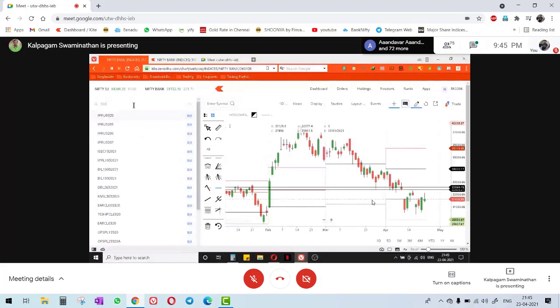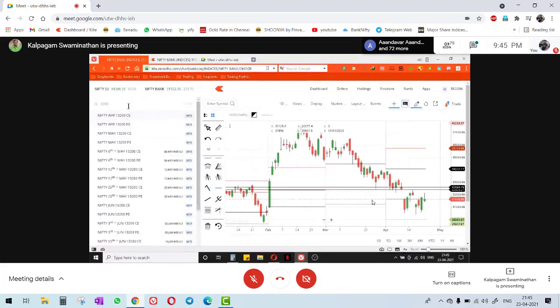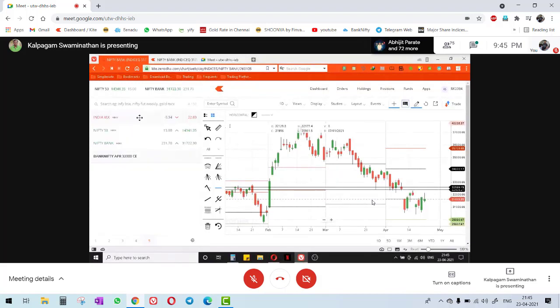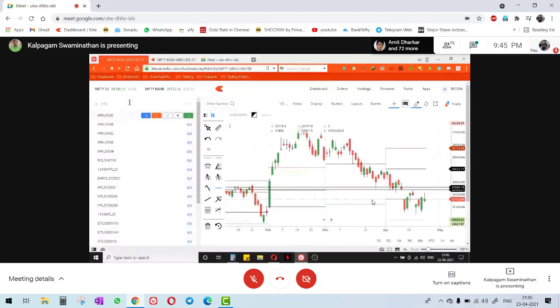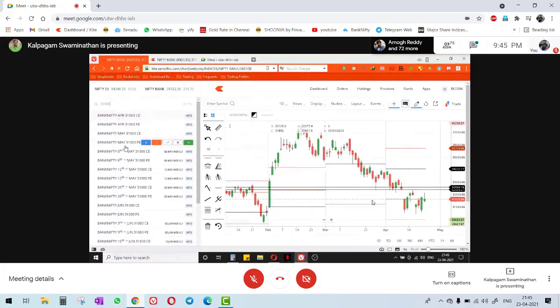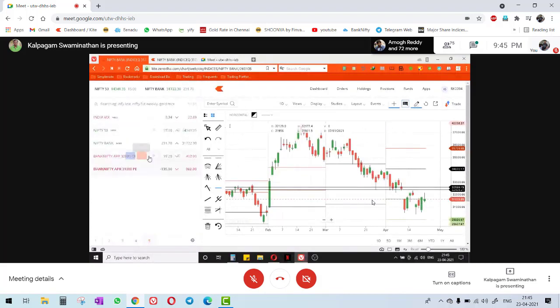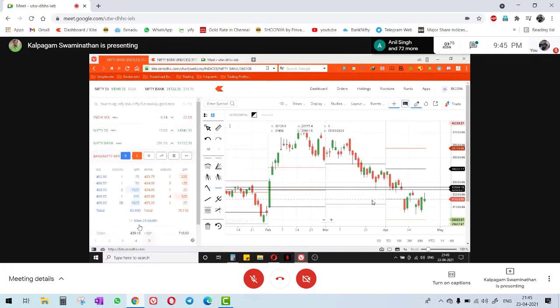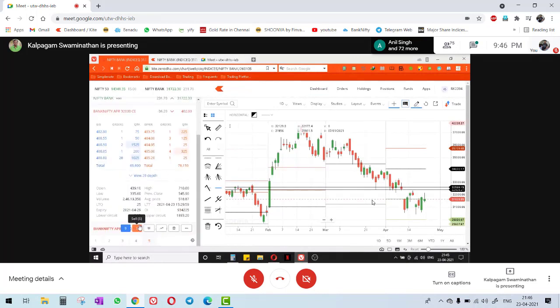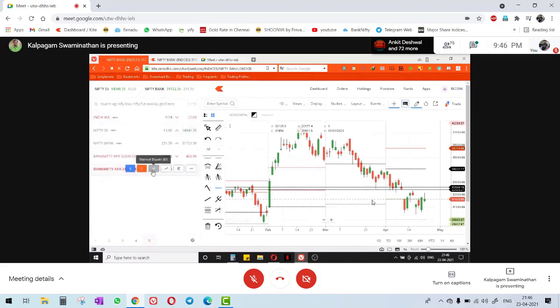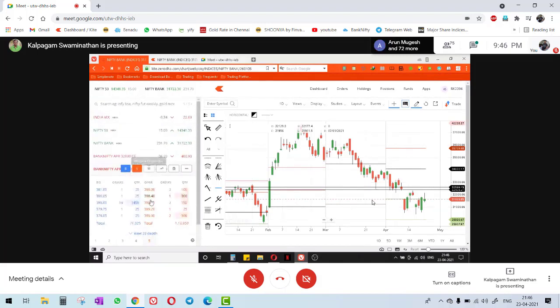So let us say I take two strikes like 32,000 C and 31,000 P. Okay, these strikes opened at 439 and went up to 710. I'm just taking some random numbers. It's not like something scientific.